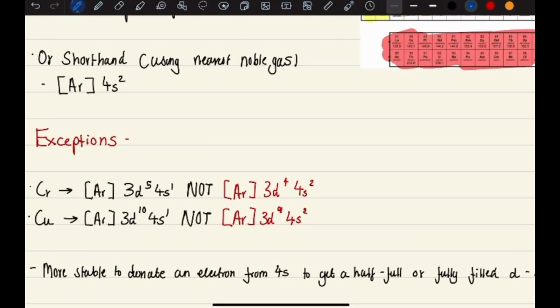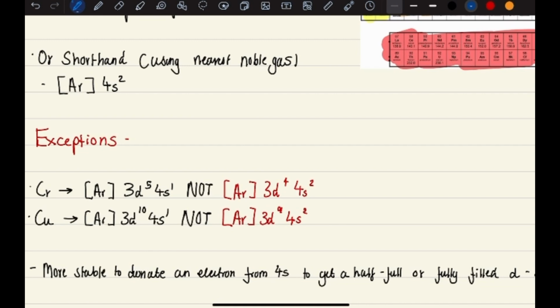Yeah, that means we also need to do exceptions. I'm so sorry, last little caveat. Exceptions are going to be chromium and copper. Now, what really happens here is that they've decided for some reason that a half full or a fully filled d orbital is going to be more stable than having a full 4s. Yeah, that's what they've decided. Guys, please just accept it. Literally, this is something that you just need to accept. That's going to be more stable.